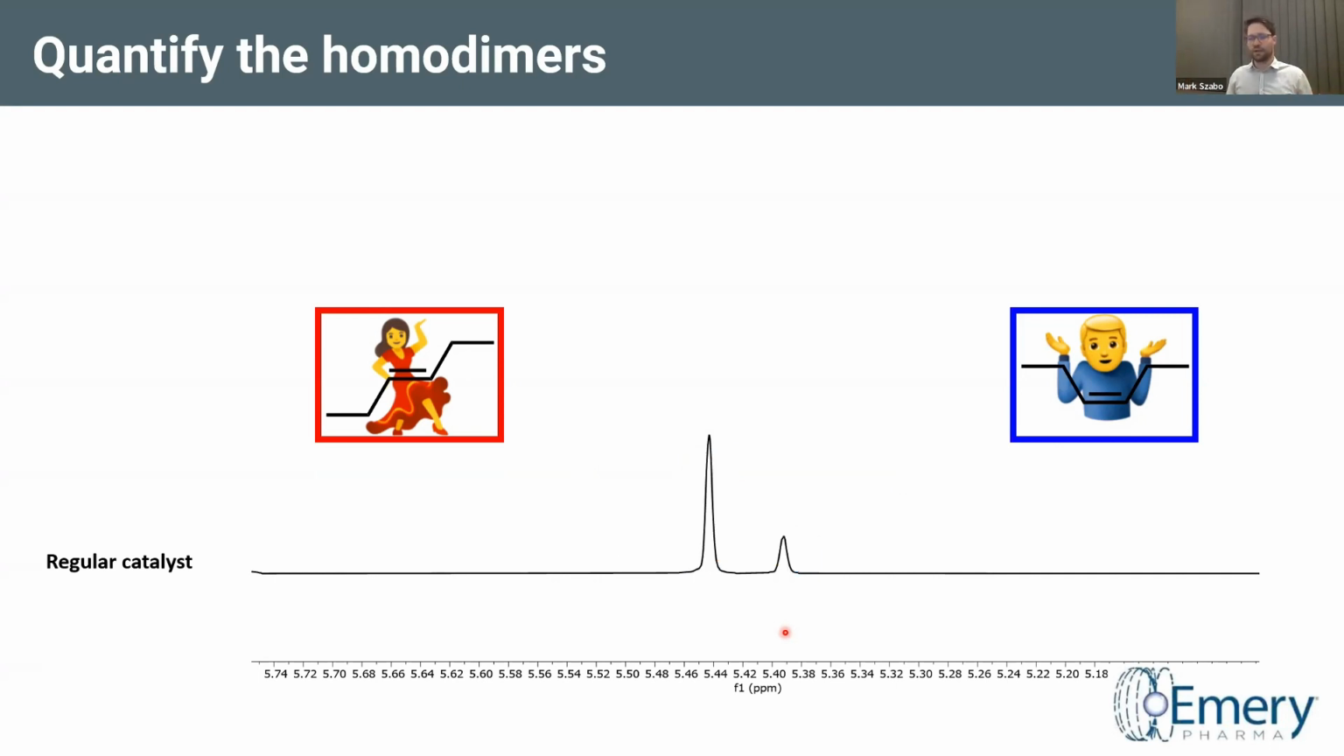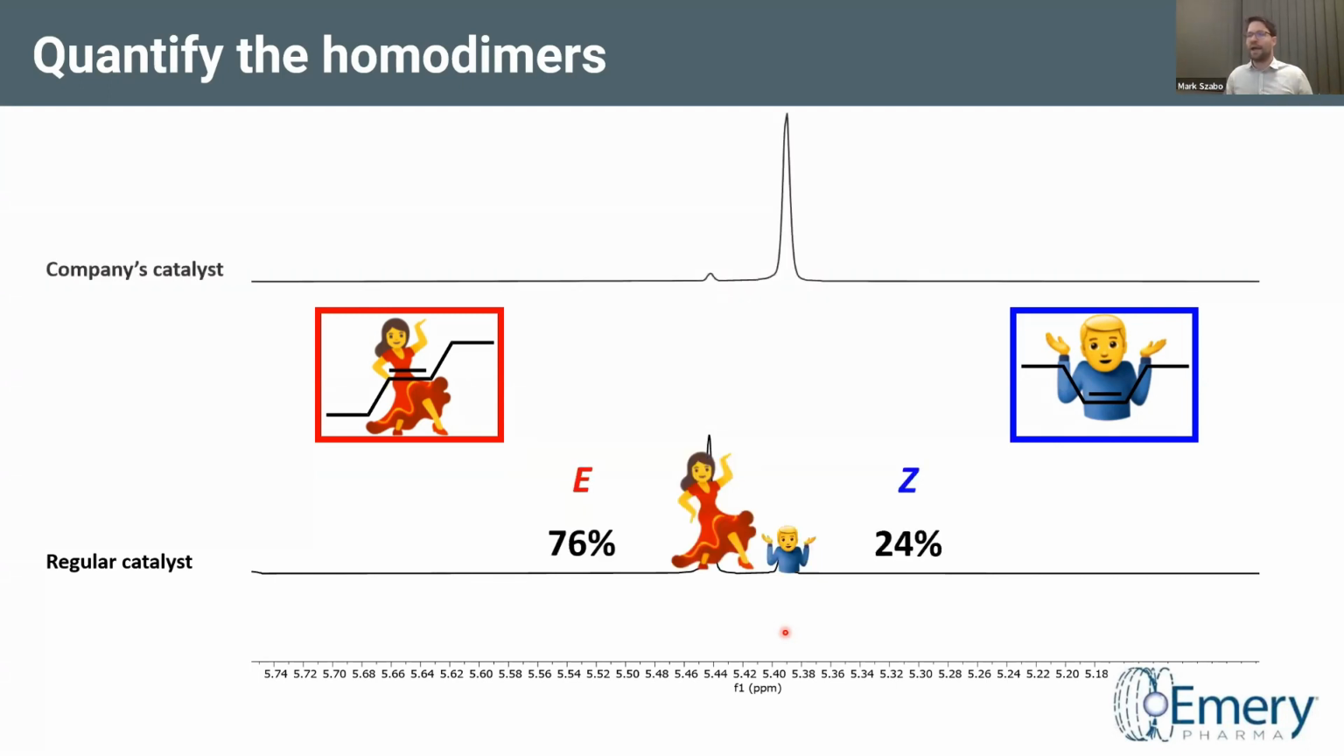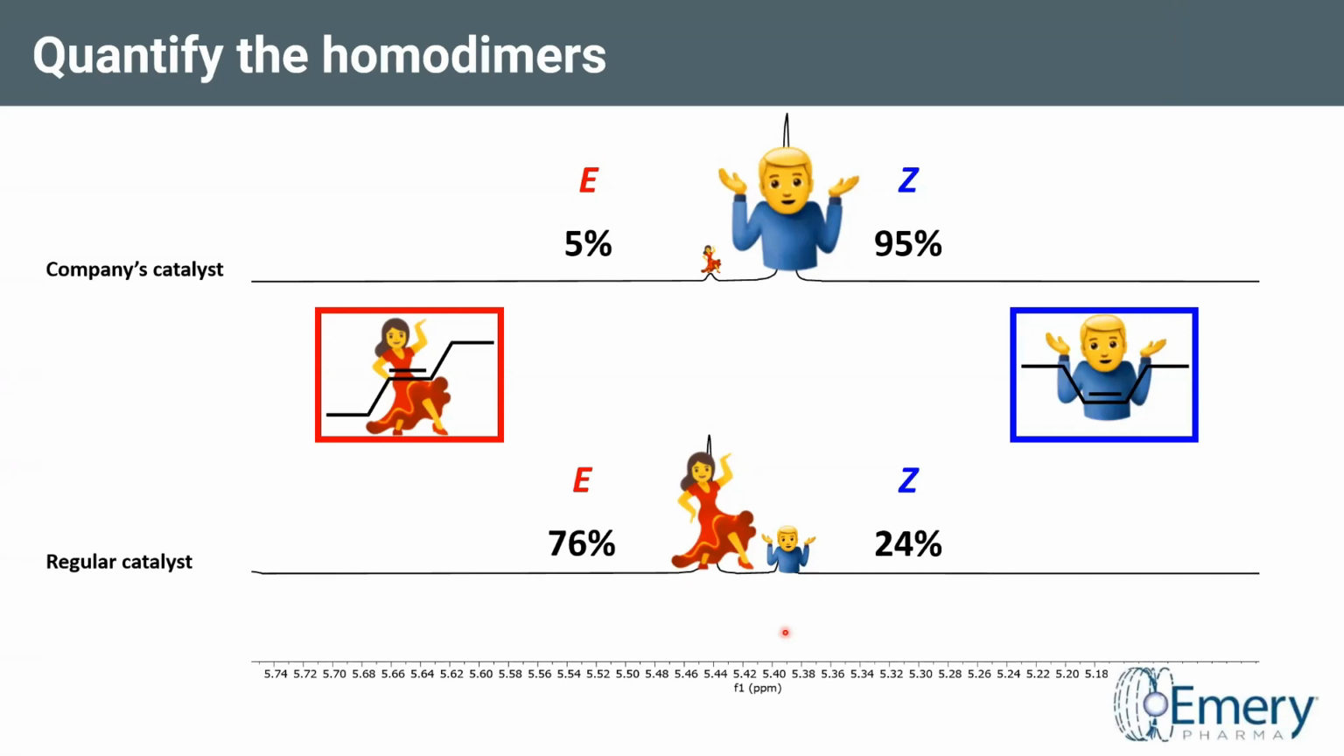Actually, without homodecoupling, I wouldn't be able to integrate these two peaks because these would heavily overlap. And when using the company's catalyst, then actually we can get 95% Z configuration in the end. So this was the first chapter where I used homodecoupling to be able to differentiate between Z and E isomers of homodimer alkenes.